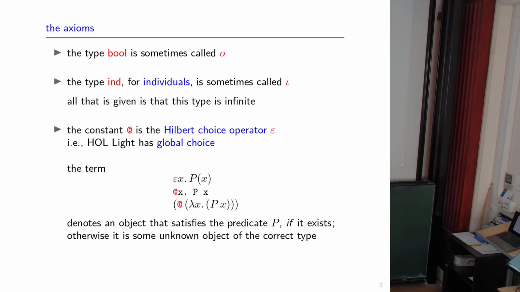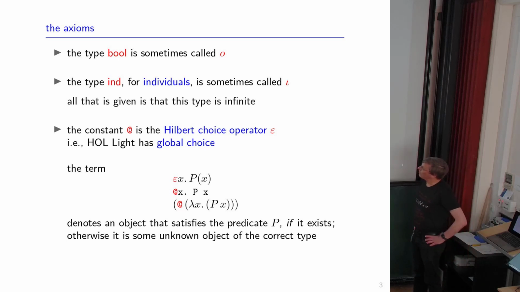If there's nothing that satisfies p, if the predicate is false, well, you get something in the type, but you don't know what you get, because it won't satisfy p, because that's not possible. That's the reason the types have to be non-empty. Because if I have a type A, and I say epsilon x in A, false, it will be some object of type A. There has to be an object of type A. So what I said yesterday, that there are no empty types, is needed for this feature. Okay.